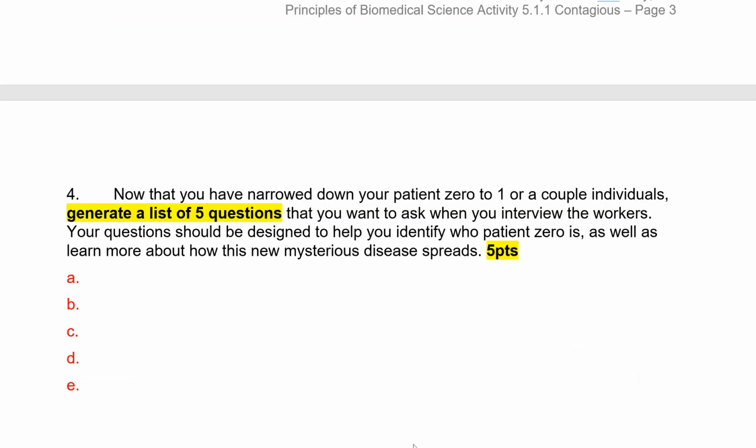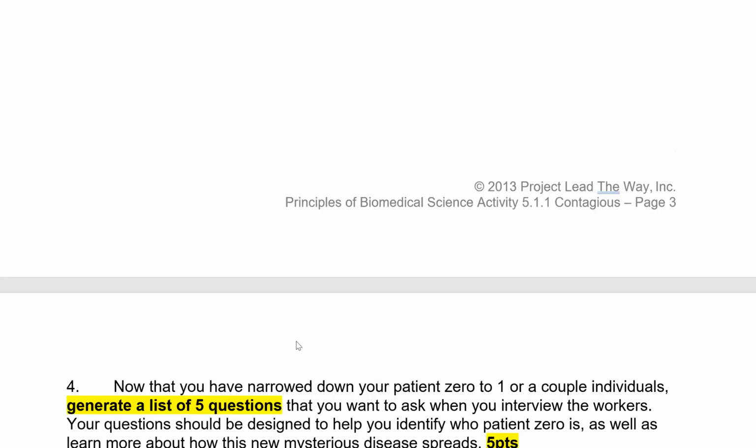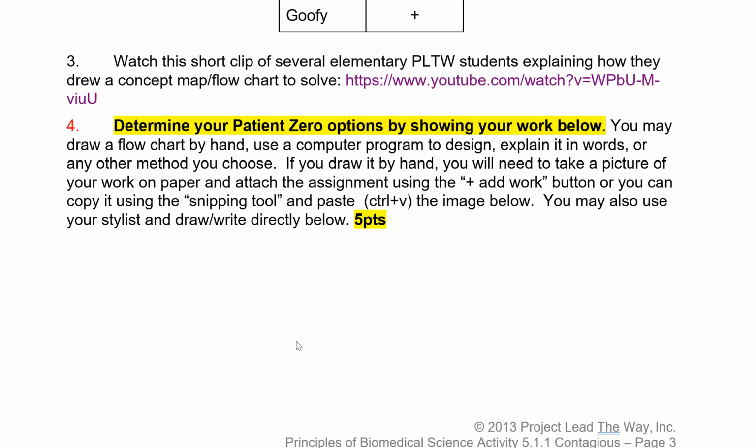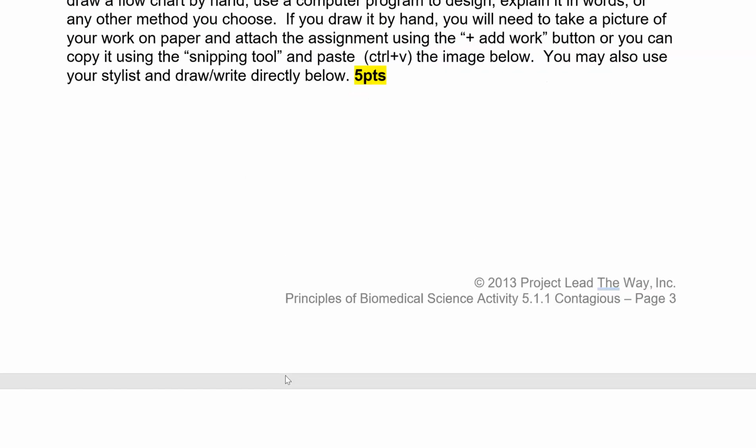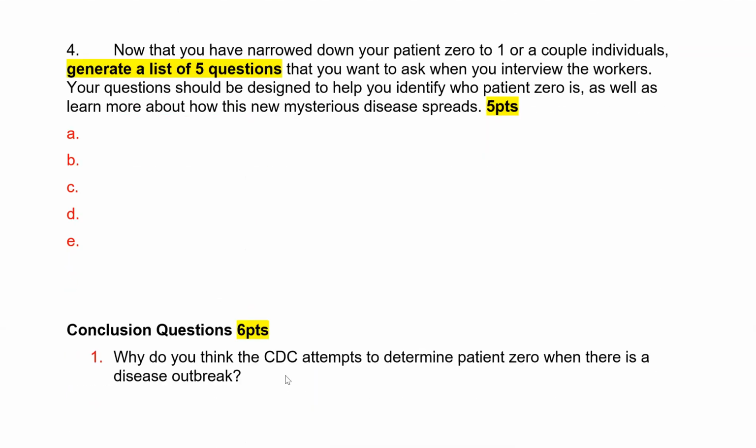Once you've narrowed it down, then go ahead and give me 5. Again, there's no points for whether or not you're right or wrong. I want to see what your brain took you to and how you try to figure it out. There is a right answer, but I'm not taking off if you don't get it right.